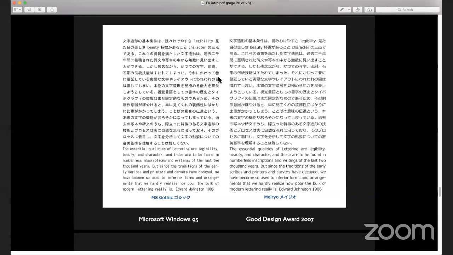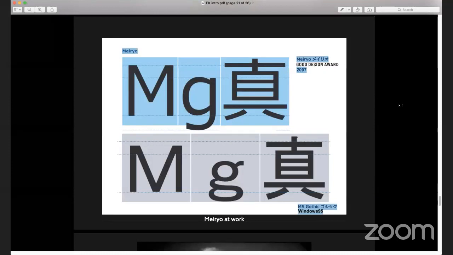Next slide, please. On the top, you see Aichi's letter forms. You see the large x-height and what it's doing for certainly the Latin forms. That's Matthew Carter's work. You see what Gothic was doing before, and you see when the two combine, how much darker the original MS Gothic in Windows 95 was, and how much more open the Good Design Award winning Mario was. So all in all, a very successful typeface that was able to combine both things, both letter forms, Latin and Japanese. Next slide, please.